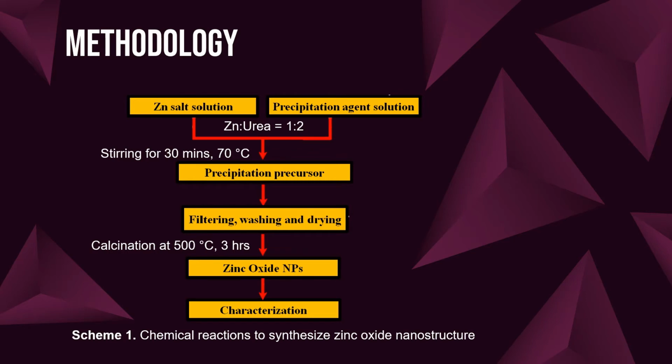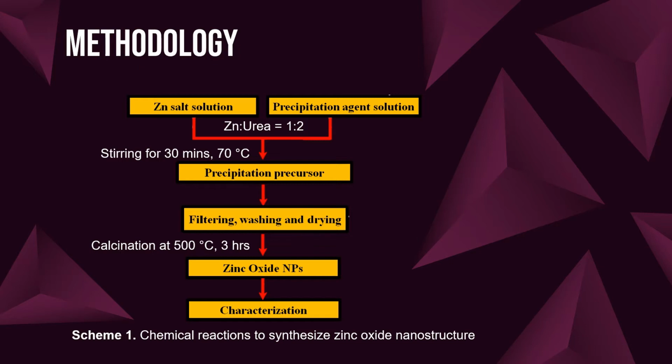The schematic diagram depicts the chemical reactions to synthesize zinc oxide nanostructure. In a standard synthesis, 0.5 molar concentration of zinc nitrate was dissolved in 50 ml distilled water and stirred continuously for 30 minutes to complete dissolution. In 50 ml of distilled water, 1 molar concentration of urea was also prepared with continuous stirring for 30 minutes.